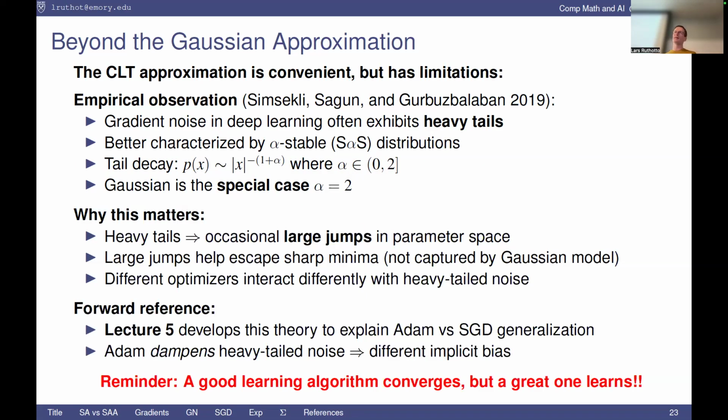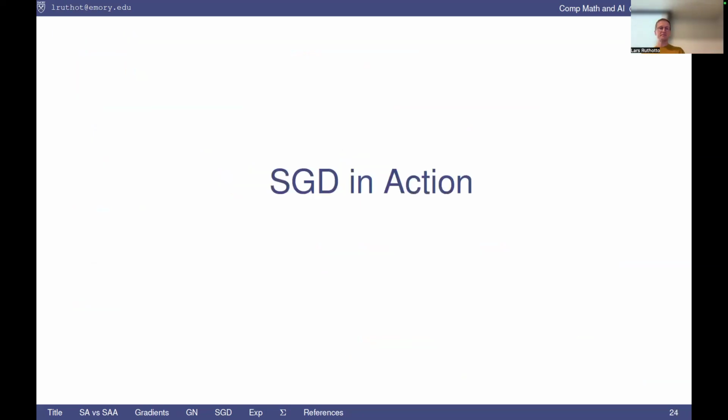So this will come up tomorrow morning when we talk about ADAM and more advanced methods. But sometimes it's a good mental model to think about this noise as having some structure, making some assumptions, and then seeing if we can do that. And just a reminder, a good algorithm converges, but a great one would actually learn. So that's what our goal is.